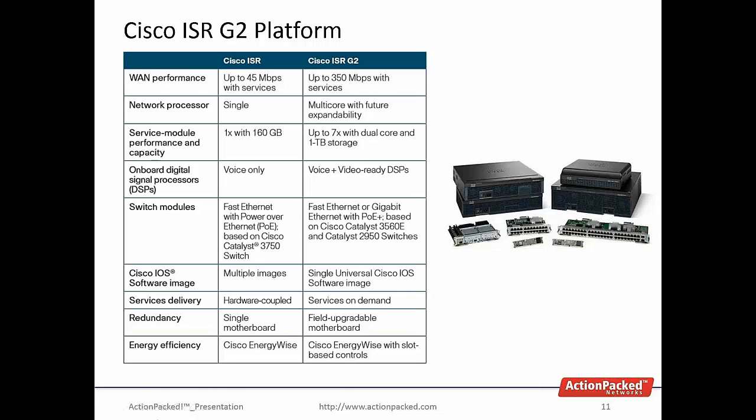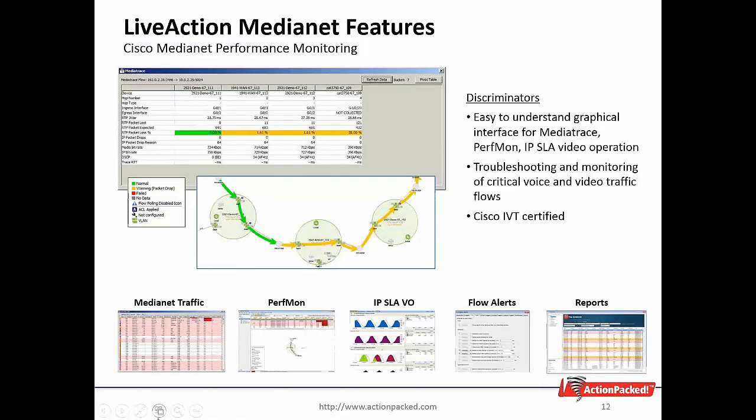One of those functionalities that's in the ISR G2 and the ASR is the Medianet capability, to be able to look and analyze problems in the network. So with the example of, say, an ISR G2, being able to use Medianet to troubleshoot problems such as critical voice and video, looking at latency, loss, and jitter measurements, and having performance measurement testing with IP SLA VO.